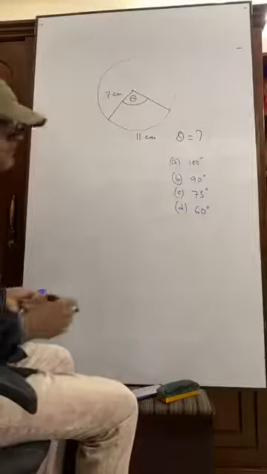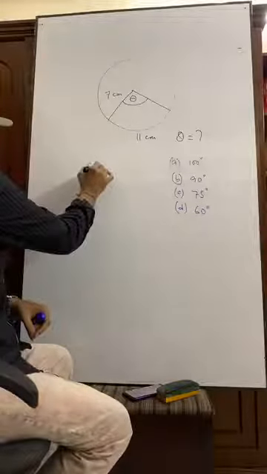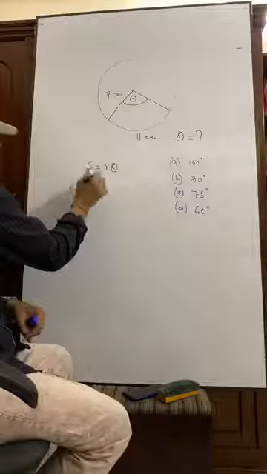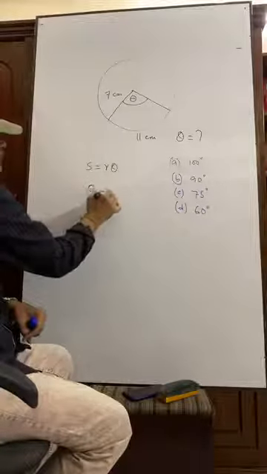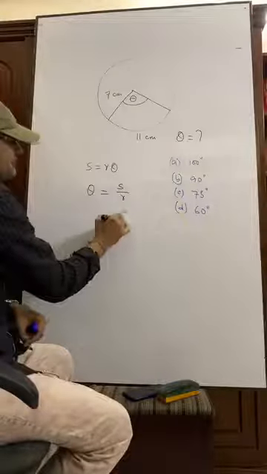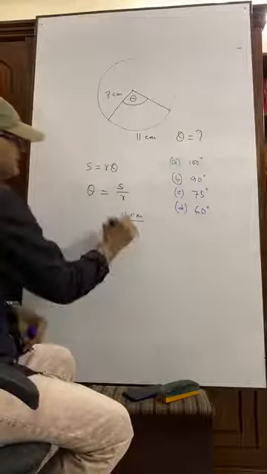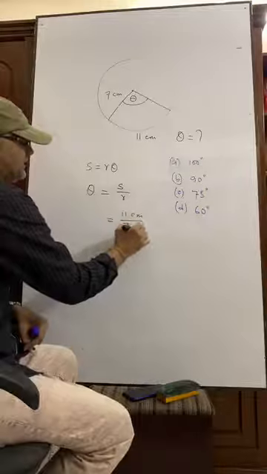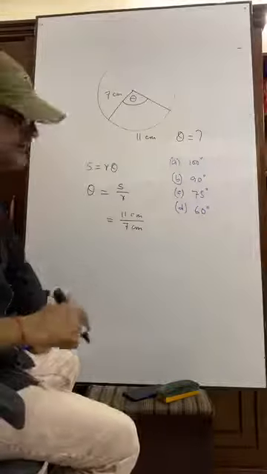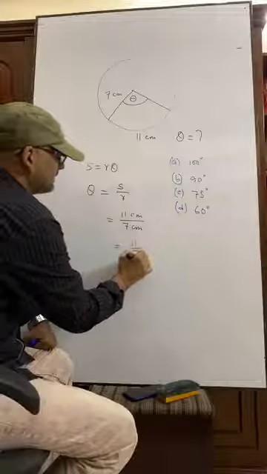I am doing the math. What is the formula? S equals to r theta, right? So from here we can write theta equals to S by r. What is S? It is 11 centimeter. What is r? R is 7 centimeter. Okay. So centimeter will be omitted. So we'll be left with 11 by 7.